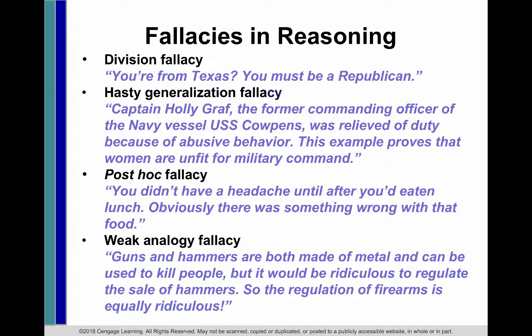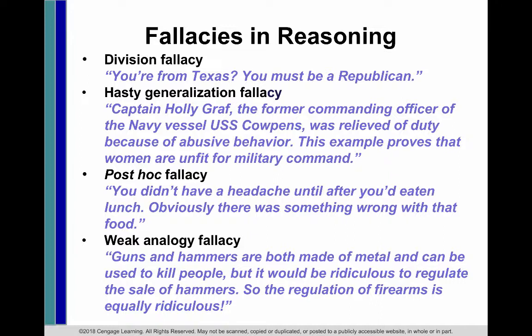Then there's the hasty generalization fallacy, which is a fallacy of inductive reasoning. Remember, inductive reasoning is reasoning by example, and in hasty generalization, you're coming to a conclusion on the basis of too few examples. One example doesn't mean anything. For instance, this. "Captain Holly Graff, the former commanding officer of the Navy vessel USS Cowpens, was relieved of duty because of abusive behavior. This example proves that women are unfit for military command." Really? One example of a terrible commander who happens to be a woman, and the conclusion is that no woman is fit to command? That's a really bad argument.